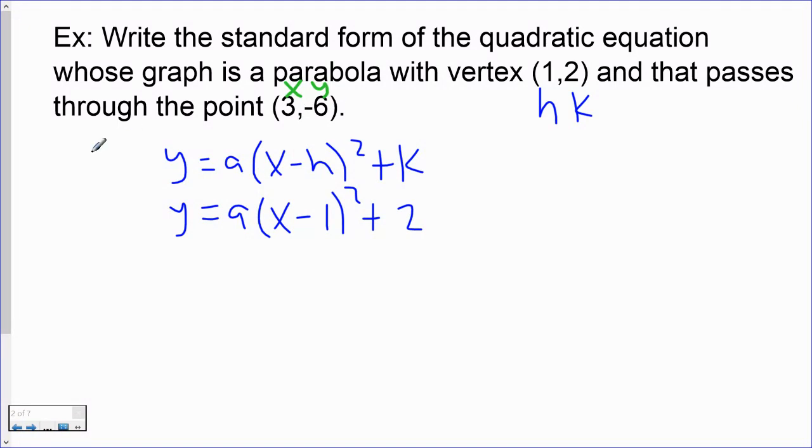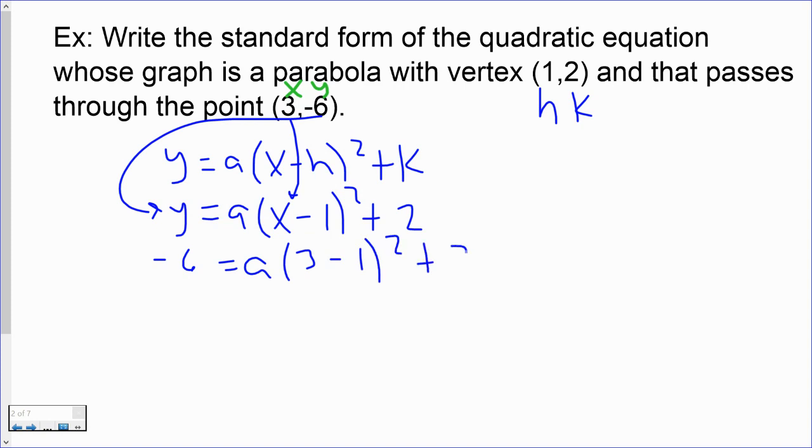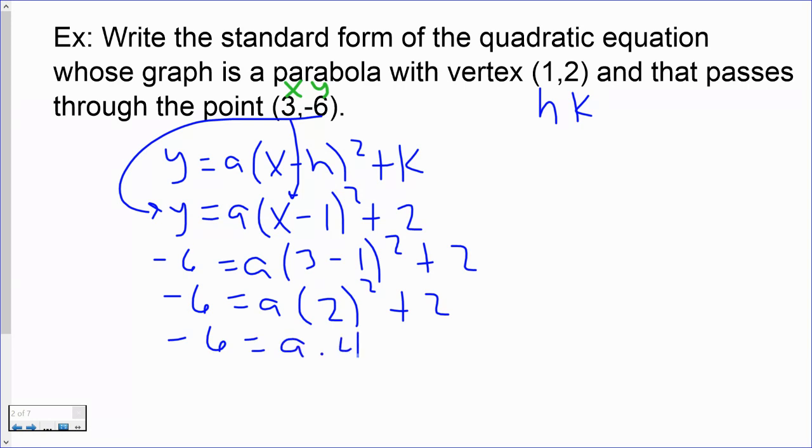So what's that a value? Well, that's where this is going to come into play. We're going to take this 3 and plug it into x. We're going to take this -6 and plug it in for y. So I have -6 equals a times (3 minus 1) squared plus 2. And now we're just going to use some order of operations. So I'm going to leave -6 the same, equals, we're going to do this parentheses, 3 minus 1 gives you 2, plus 2. I can then take that, so that's a times 2 squared, which is 4.